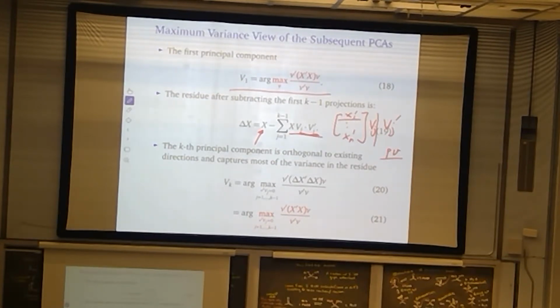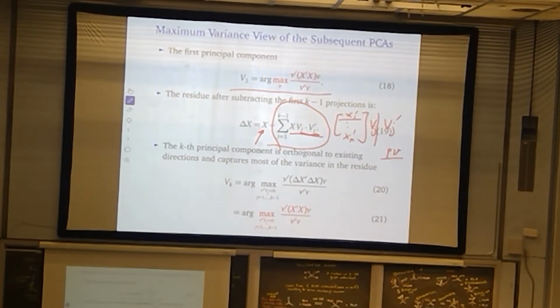X minus this is what remains after I pick the first projection. I have all the components living in that space. I peel that off, okay? So that's the residue. Now the kth principal component is orthogonal to the existing directions, yet it captures most of the variance in the residue. I have already used k minus 1 directions to synthesize x, okay? And this is the remaining thing, the information I have not captured. So among this, I want to pick the direction of maximum variance, but it has to be orthogonal to the previous ones. Otherwise, there's correlation among them.